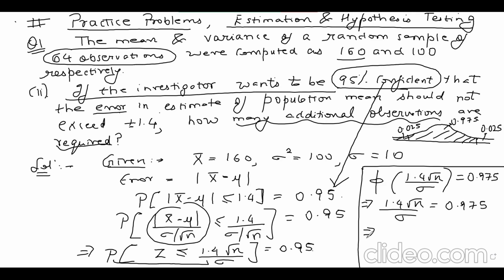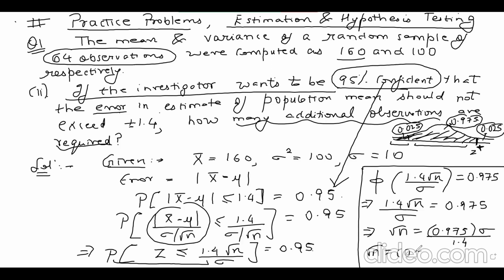Why have I taken 0.975? I'm repeating it again: it's a two-tailed test. So 5% gets divided into two parts, 2.5% and 2.5%. My Z tables give me everything to the left of that, so this value is such that everything to the left of it is 0.975. Because this particular part is 0.95, to that I add 0.025, so I get 0.975. So my root n will be 0.975 into sigma over 1.4.